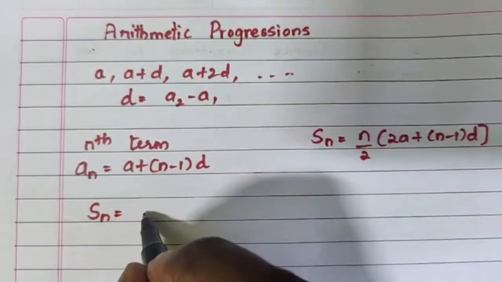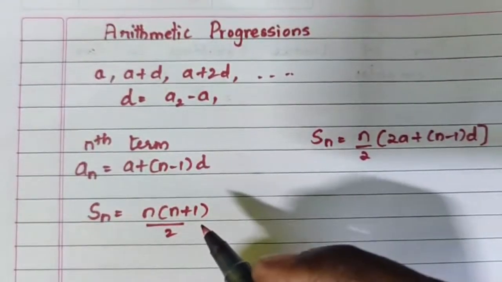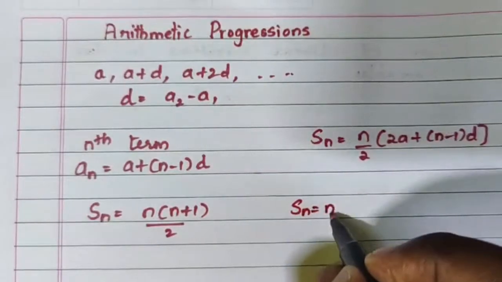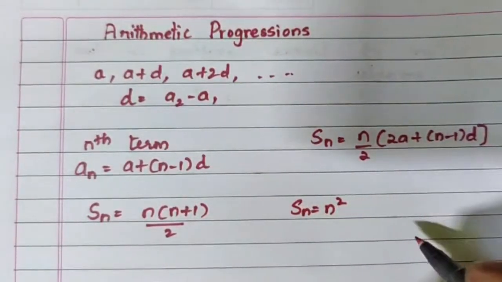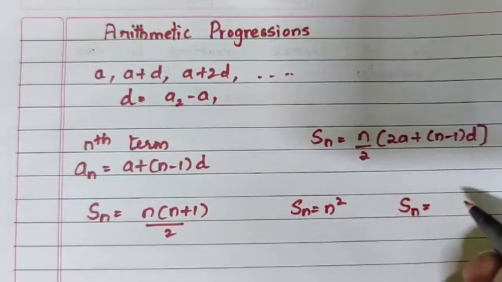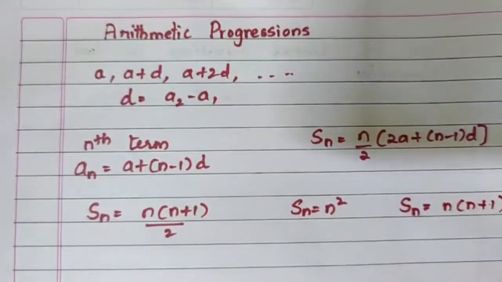Importantly, for 1 mark, you can expect formulas. The sum of n natural numbers, Sn equals n into n plus 1 by 2. The sum of n natural odd numbers, Sn equals n square. The sum of n even natural numbers, Sn equals n into n plus 1.